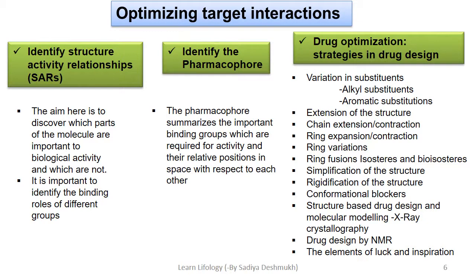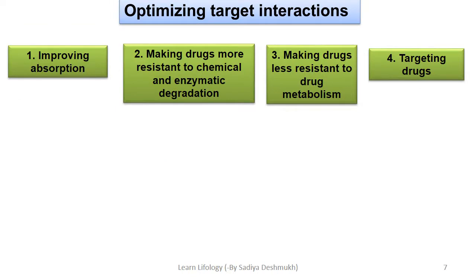Now let's talk about the next process, that is optimizing access to the target. In the first process we were talking about the drugs. Now here we are talking about the interactions. So this can be achieved in four ways. First one is improving absorption. Then second, making drugs more resistant to chemical and enzymatic degradation. Here we are talking about the stability of the drug. Then third one, that is making drugs less resistant to drug metabolism. Again here we are talking about the metabolic stability. And the final one is targeting the drugs.